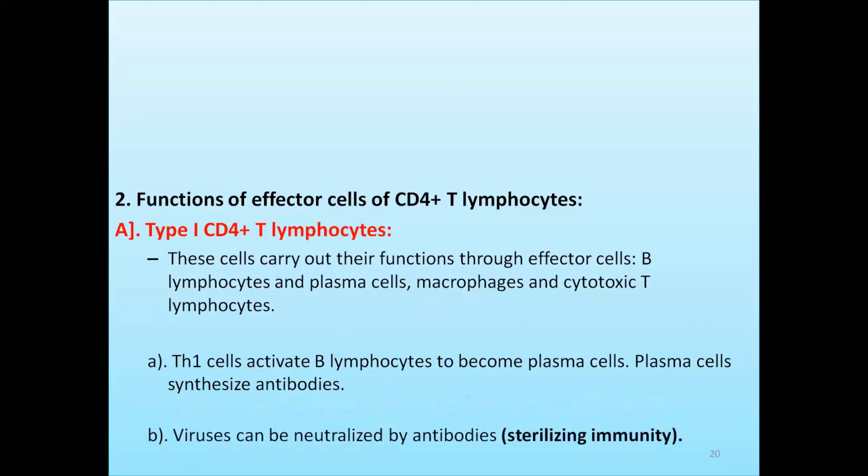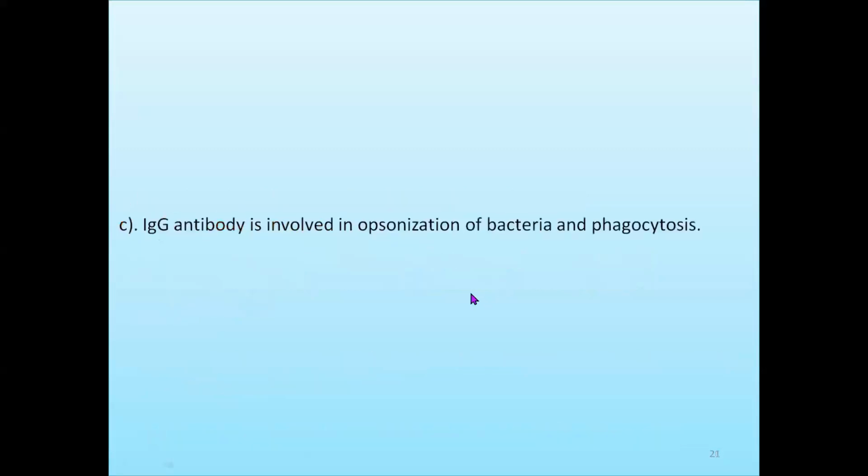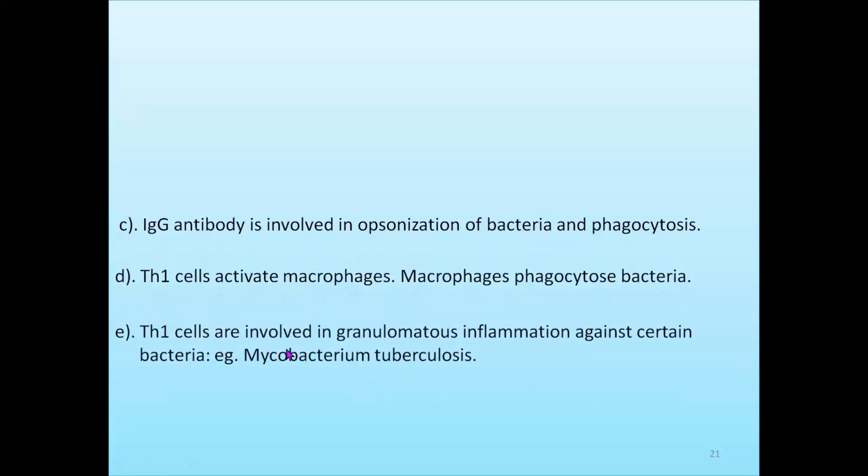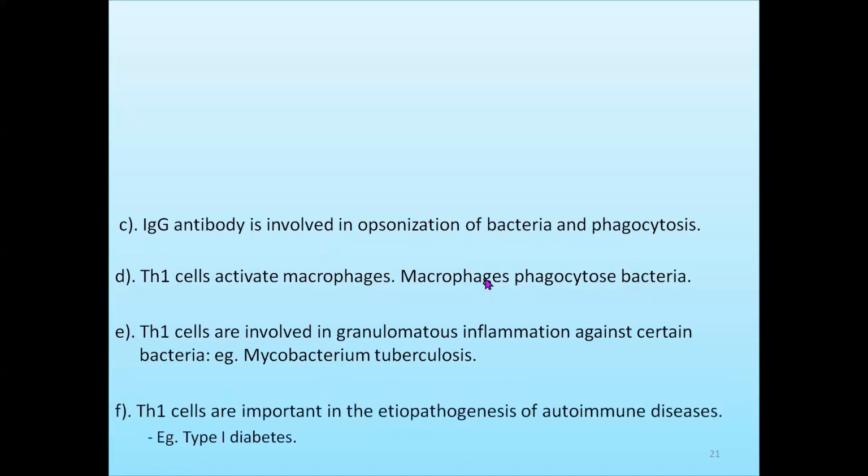Viruses can be neutralized by antibodies, and this is known as sterilizing immunity. IgG antibody is involved in opsonization of bacteria and phagocytosis. Th1 cells activate macrophages, and macrophages phagocytose bacteria. Th1 cells are involved in granulomatous inflammation against certain bacteria like Mycobacterium tuberculosis. Th1 cells are important in the etiopathogenesis of autoimmune diseases like type 1 diabetes.